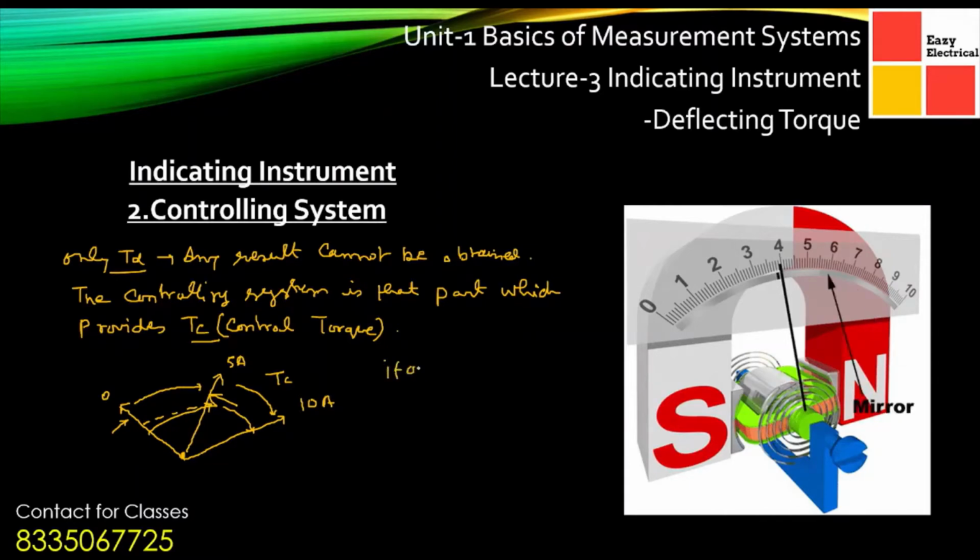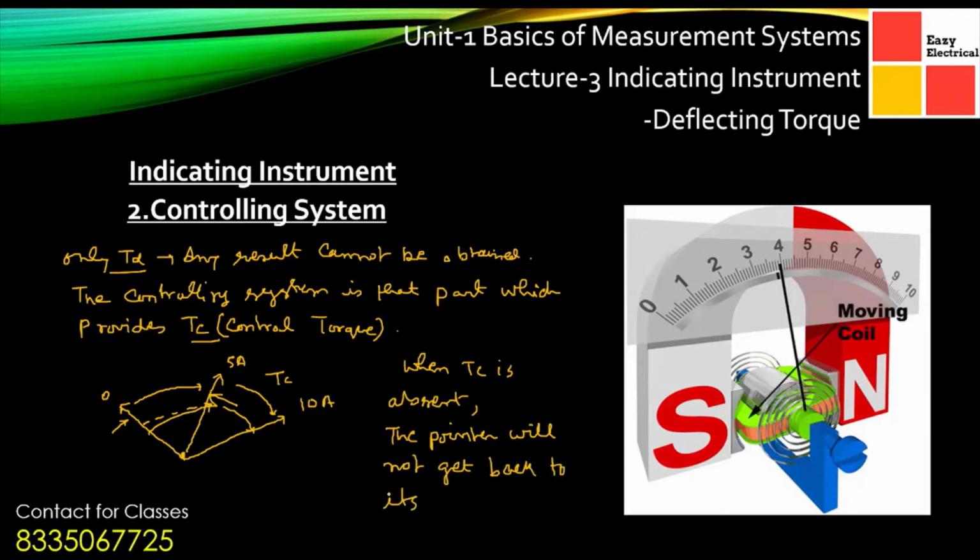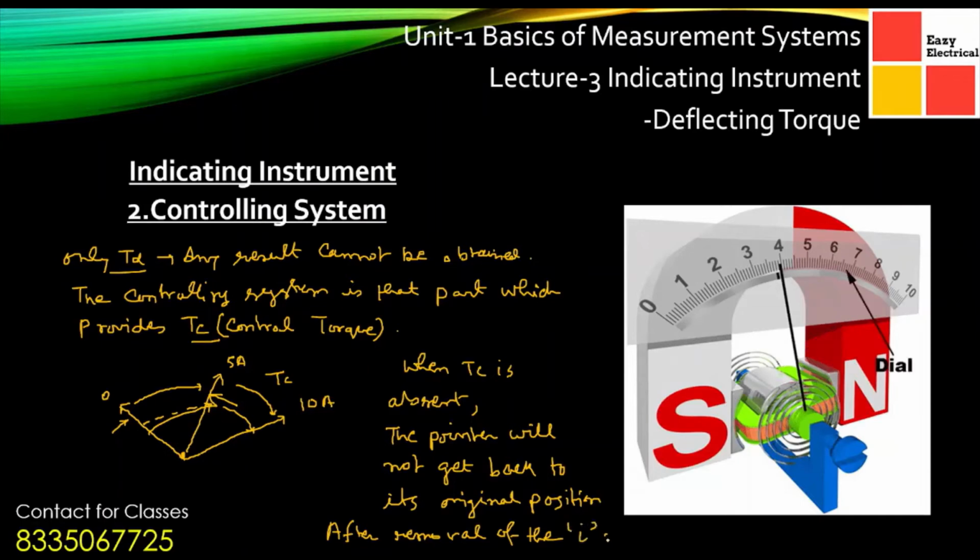So if control torque is absent, the pointer will not get back to its original position after removal of the deflecting torque, or after removal of the current or voltage, whatever it is that is applied.